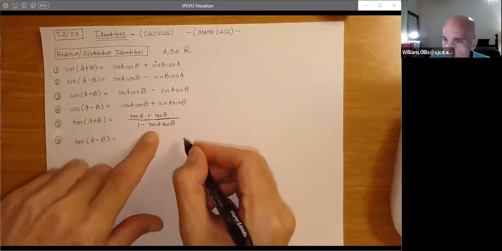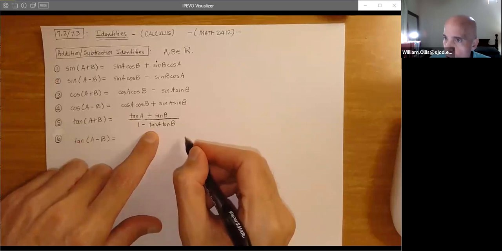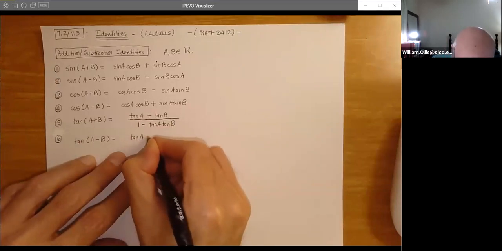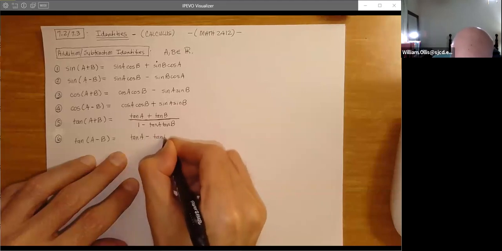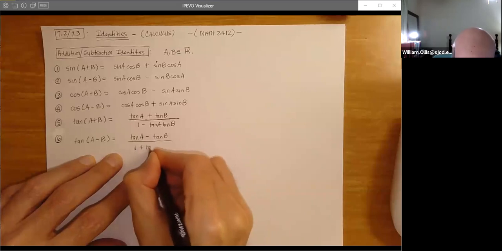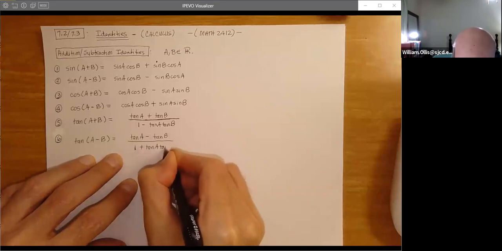So students usually like this. This is not too hard to put in the memory bank. That is, we have tangent A minus tangent B divided by 1 plus tangent A, tangent B.